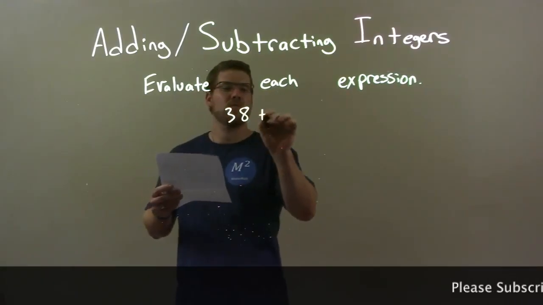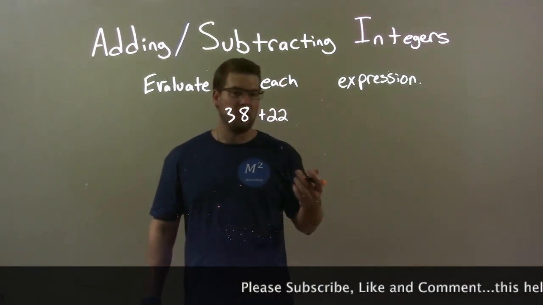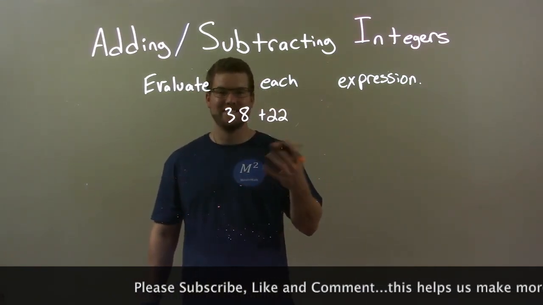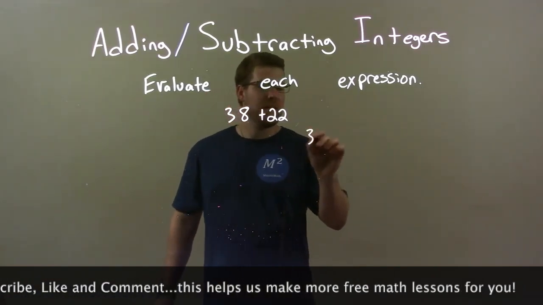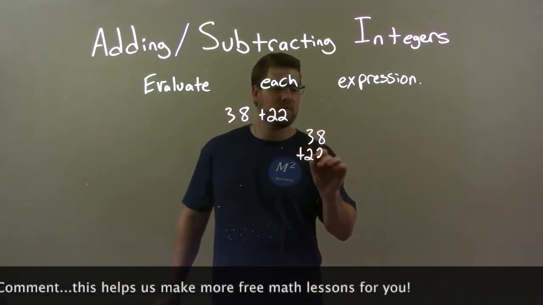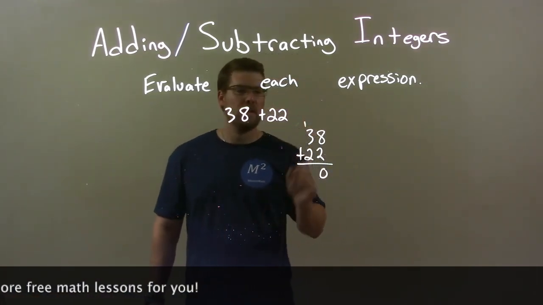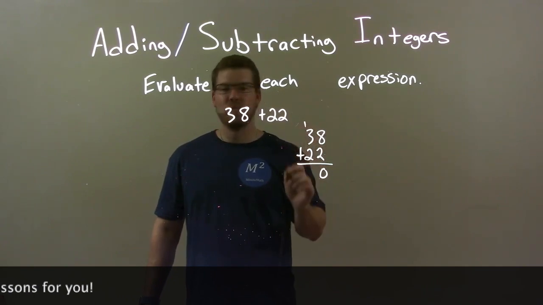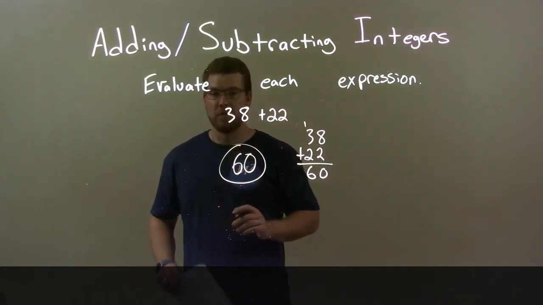38 plus 22. Well, this one's fairly easy to solve, right? Or simplify, right? The expression. We just have two positive numbers. We have to add them together. So 38 plus 22 using the traditional method. Well, 2 plus 8 is 10. Carry the 1. 2 plus 3 is 5, plus 1 is 6, so we have 60. And so 60 here is just our final answer.